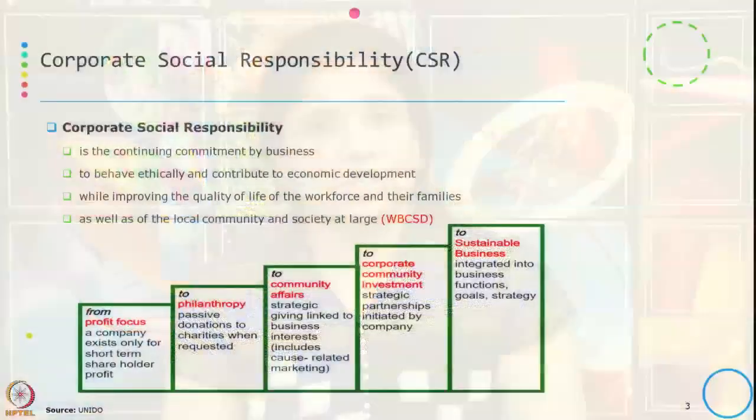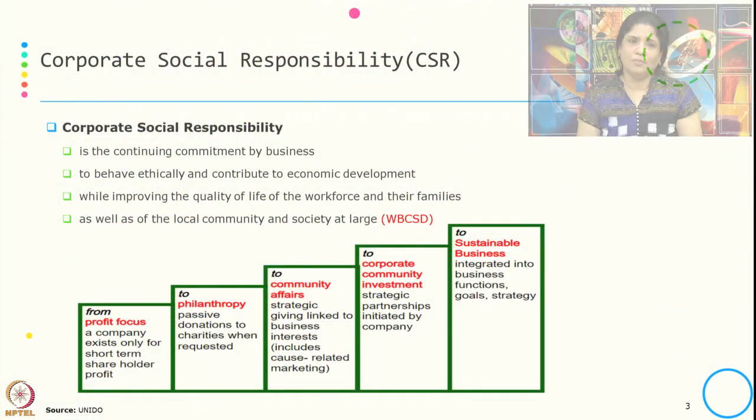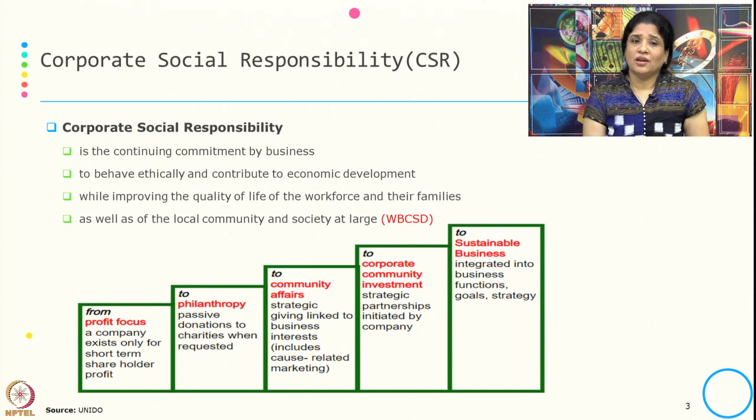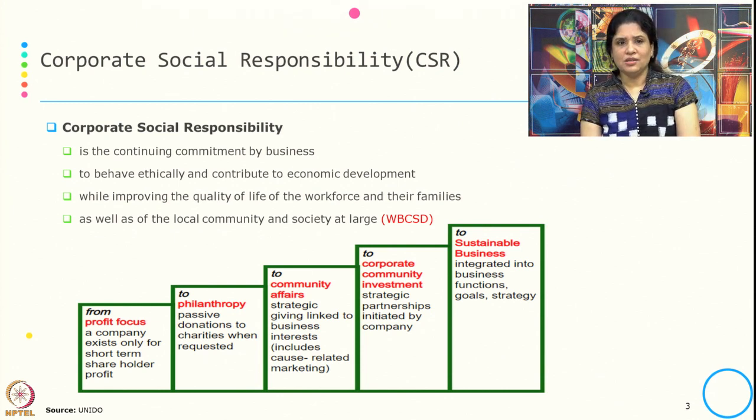So what does corporate social responsibility mean? Possibly everyone understands what it means or how it is being operationalized. It is a continuing commitment by business to behave ethically, to contribute to economic development while improving the quality of life of the workforce and their families, as well as the local community and society at large. This is the definition given by WBCSD.